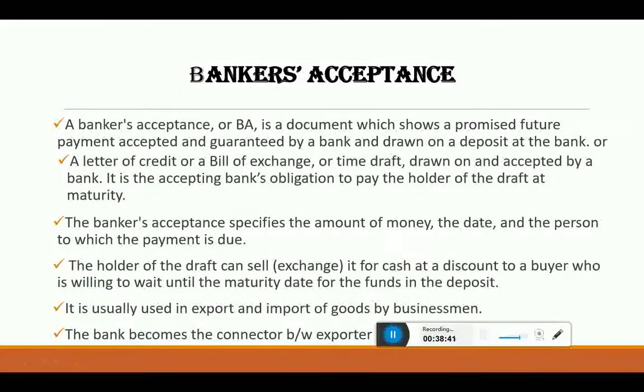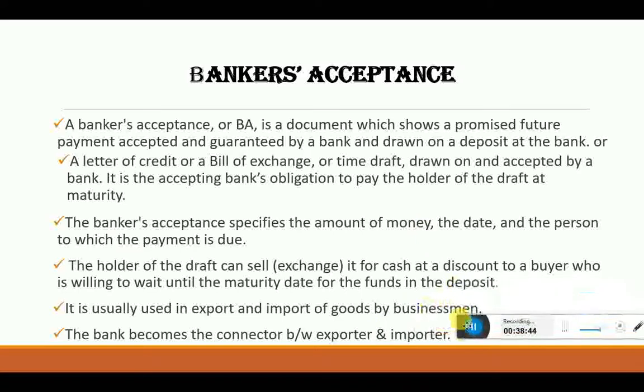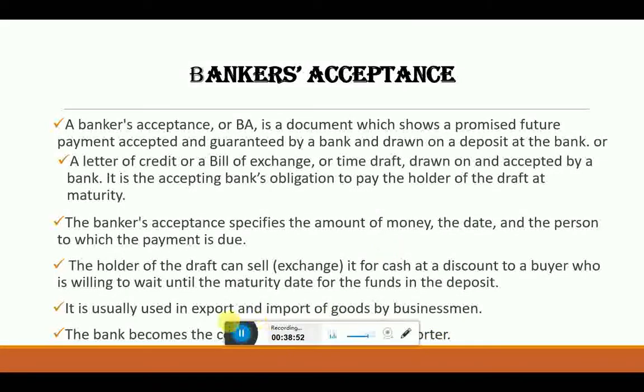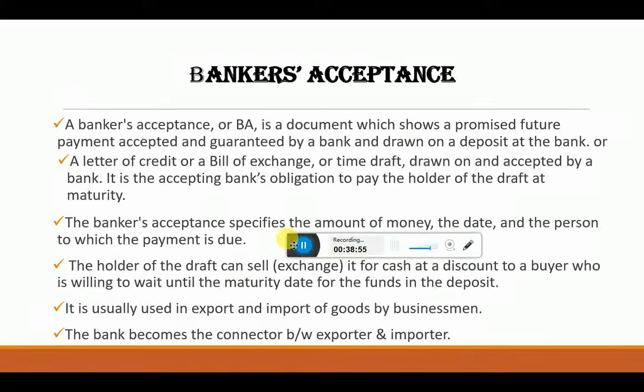It's usually used in exports and imports of goods by the businessman. The bank becomes the connector between the exporter and importer. Okay, so in order to summarize it, it's a financial security. So those 5 characteristics are there, for example, monetary value, time period, parties, maturity. These things are common in all the financial instruments. The difference is that it's used by importers or exporters. It's used by the businessman at the time of export and import.